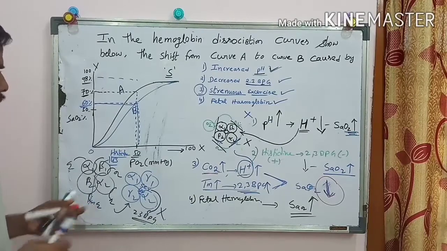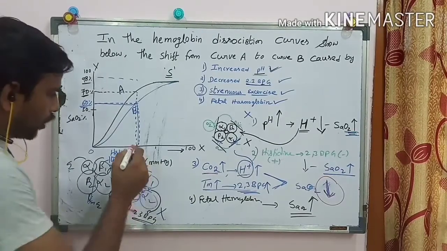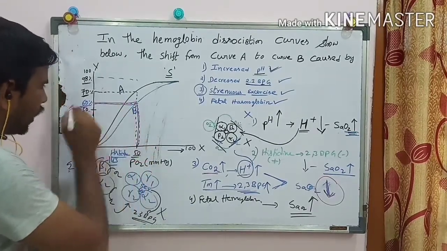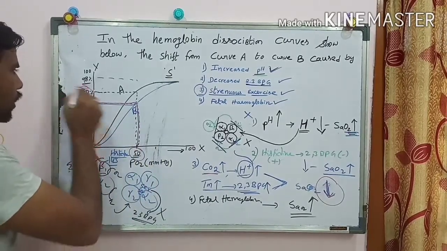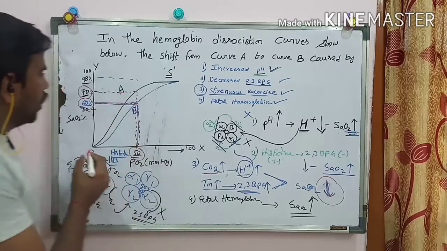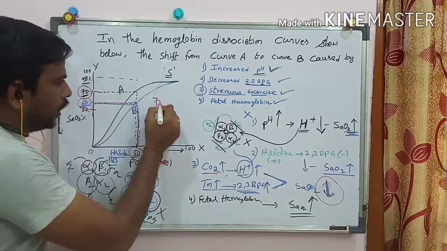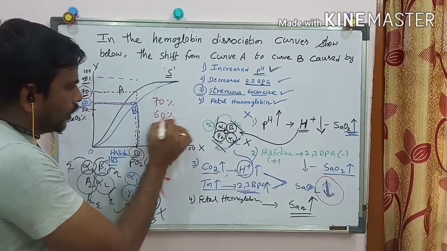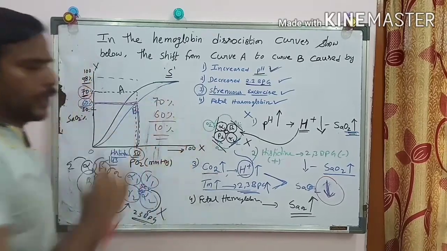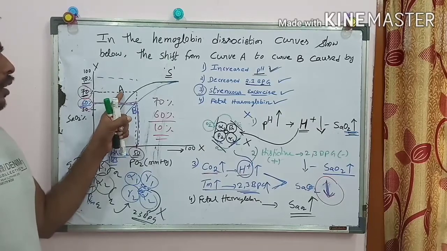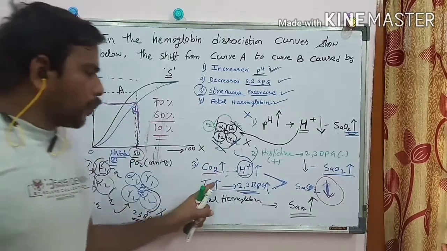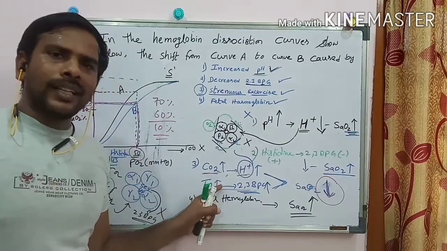Now you can see here, the same graph, we can go here, and when you cut at the same PO2 of 50, we are getting 60 here and 70 in the normal. Now there is a difference, 70 minus 60, a 10% difference in the saturation levels. So saturation is decreased from A to B when a person is doing continuous exercise.